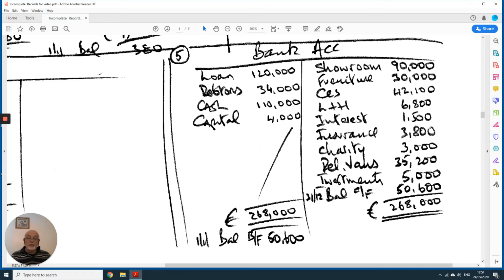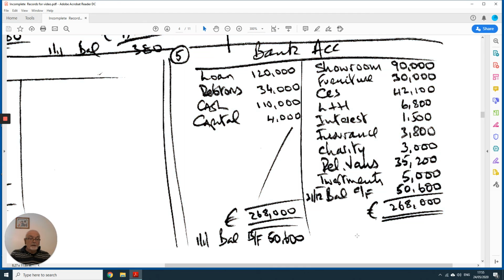So there's our €120 coming in from the loan and 34 coming in from our debtors, 110 coming into our bank account and debiting it because of the cash lodgements, and there's 4,000 coming from the owner. I've debited the bank account because it's receiving 4 times there, giving us a total of €268,000. And those are the various items on which we spent money, all of which we've referred to already. The difference between the two sides being 50,600, and that will be our balance in our bank account to be brought forward as a current asset.